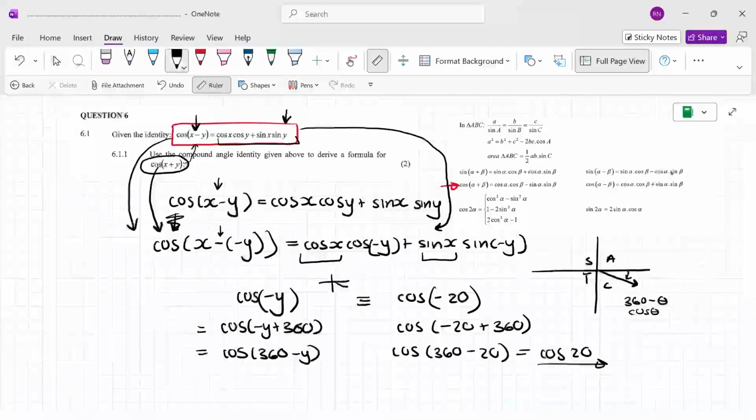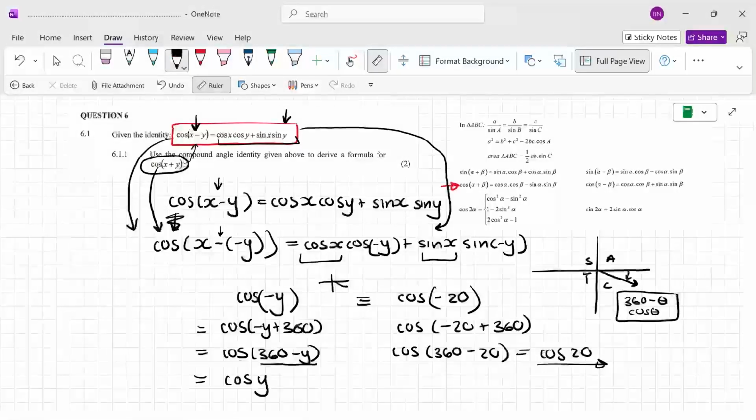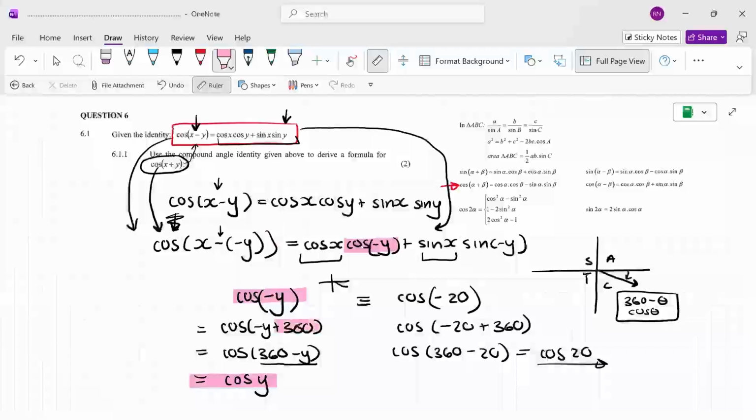And we just said that this quadrant here is 360 minus theta, right? Which is what we have, 360 minus y. So this would be equal to cos of y. So we've just proven that cos of negative y is the same as cos of y. Cos of negative y, we add 360, we move the 360 to the front, it gives us this quadrant here, which just gives us cos of y using reduction.